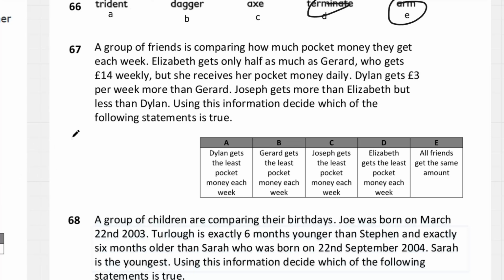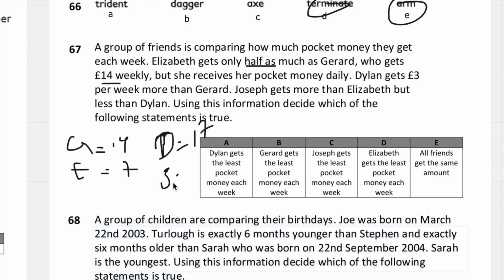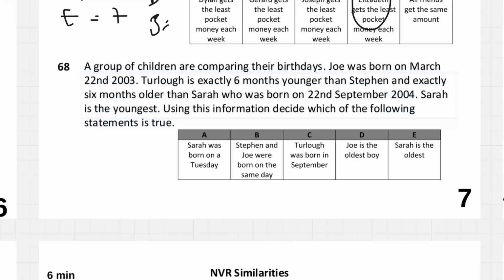Let's write out what each person gets. Gerard gets 14, which we can see over here. Elizabeth only gets 7, because she gets half. Dylan gets £3 more than Gerard, which means he will have to get 17. And then Joseph gets something more, we don't know what, but more than Elizabeth, less than Dylan, which means that Elizabeth ends up getting the least. So D.